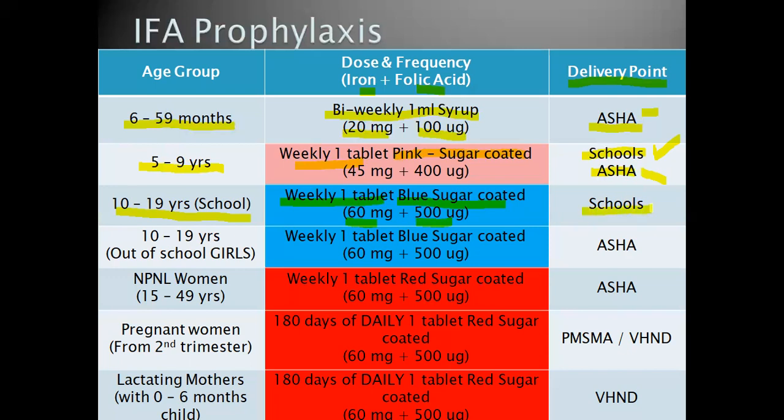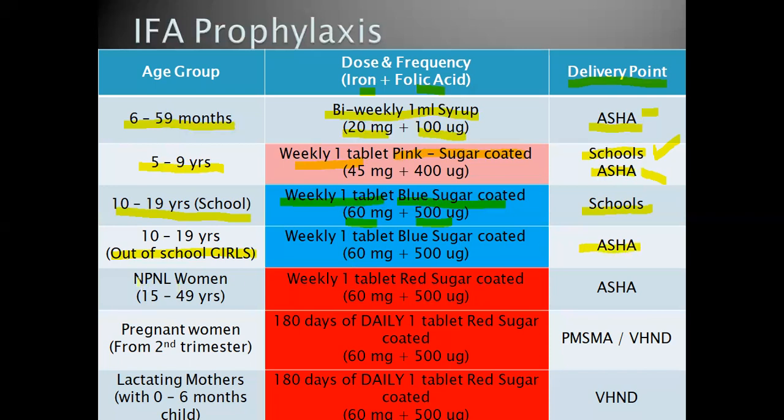Now there would be some adolescents, in fact there can be many adolescents who would be out of schools. So for them, only for girls, when out of school, we are using the gender specific, only for girls, the same dose, same blue sugar coated iron ki neeli goli, same dose of 60 milligram plus 500 microgram, community based delivery through ASHAs.